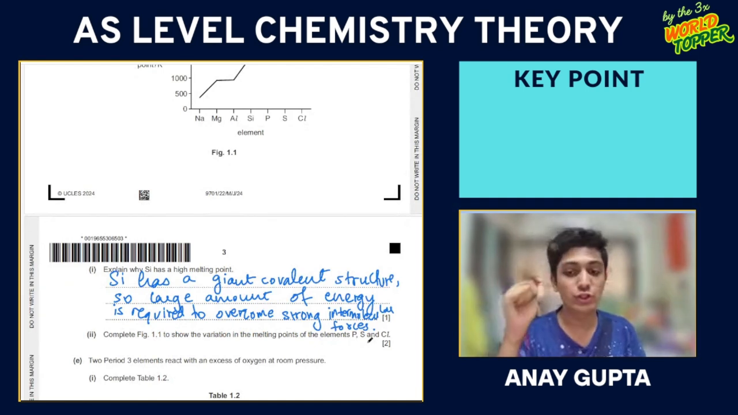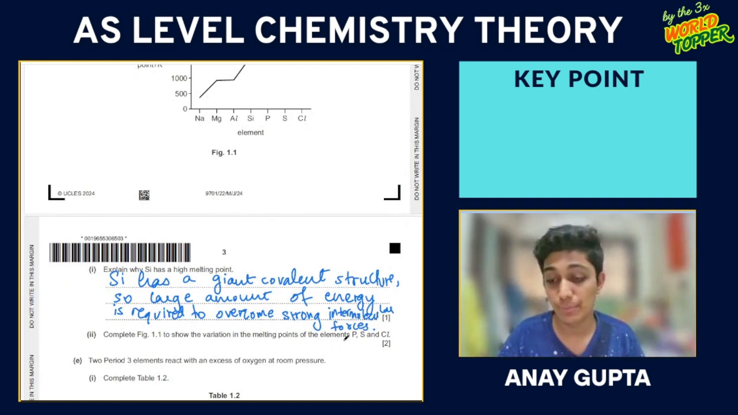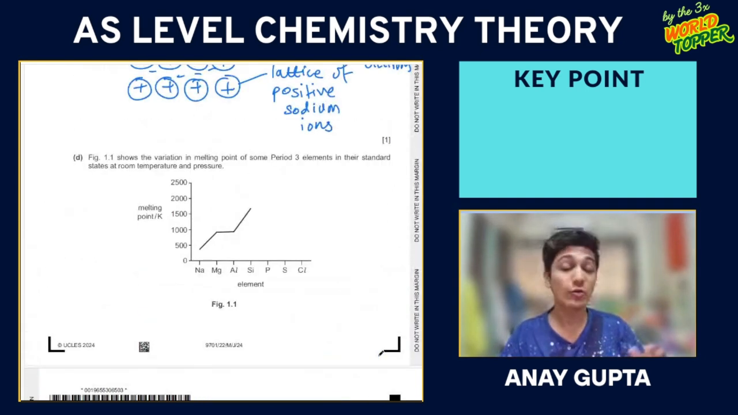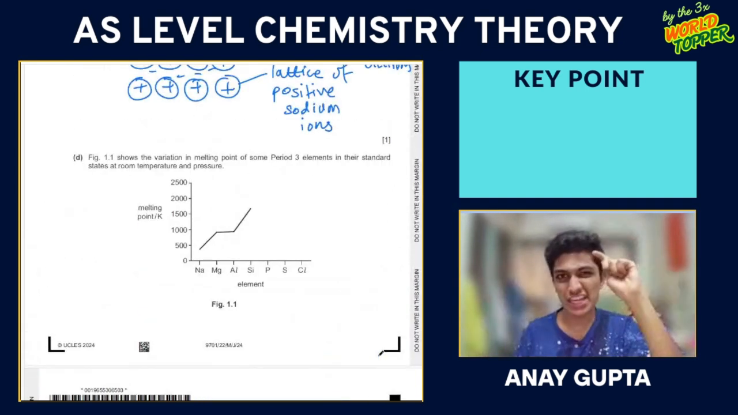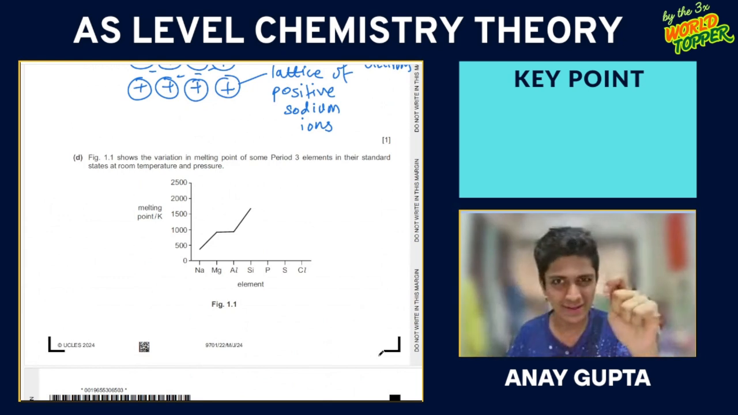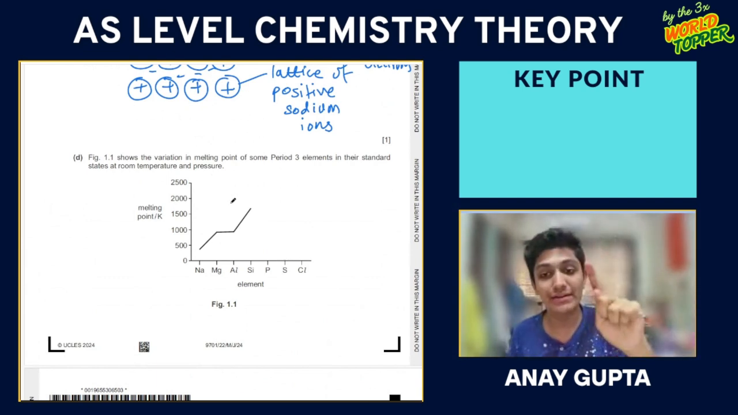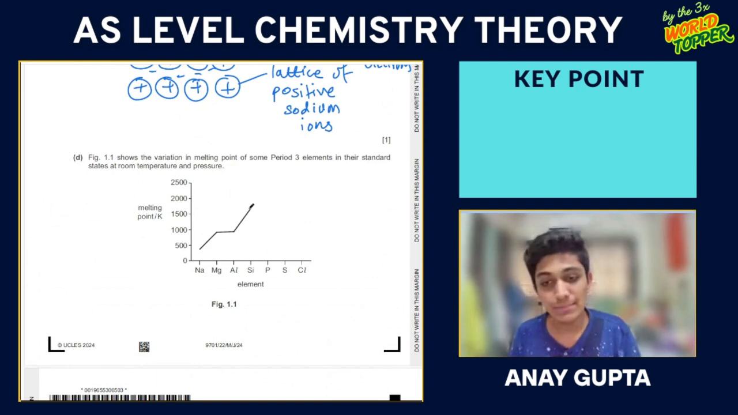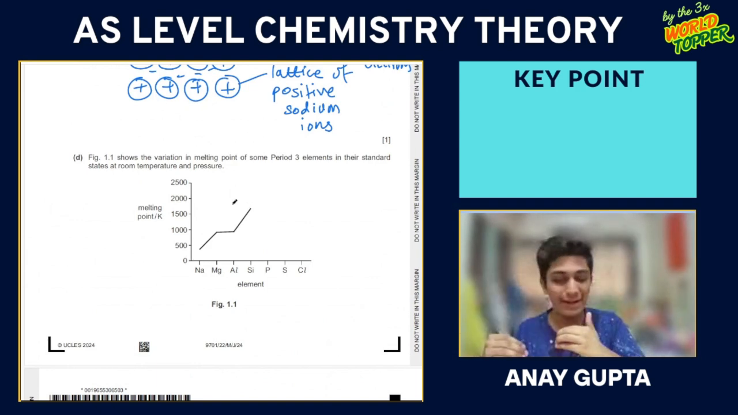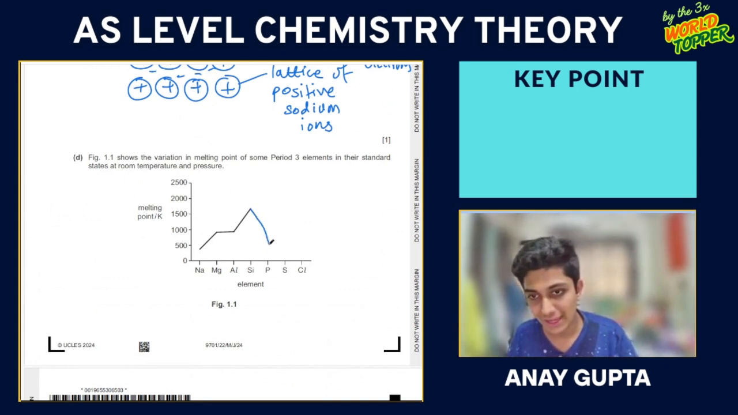Complete figure 1.1 to show the variation in the melting points of the elements potassium, sulfur, and chlorine. Okay, now guys, this is a trick question, okay? Because if you have noticed, the graph of melting point against element has a very small nuance. The nuance is that the melting point of sulfur is higher than the melting point of sodium. Okay, so we have to pay attention to this little detail. So obviously, because the non-metals will have lower melting points than the metals, the melting point will drop over here. So for potassium, I can have a melting point say over here.